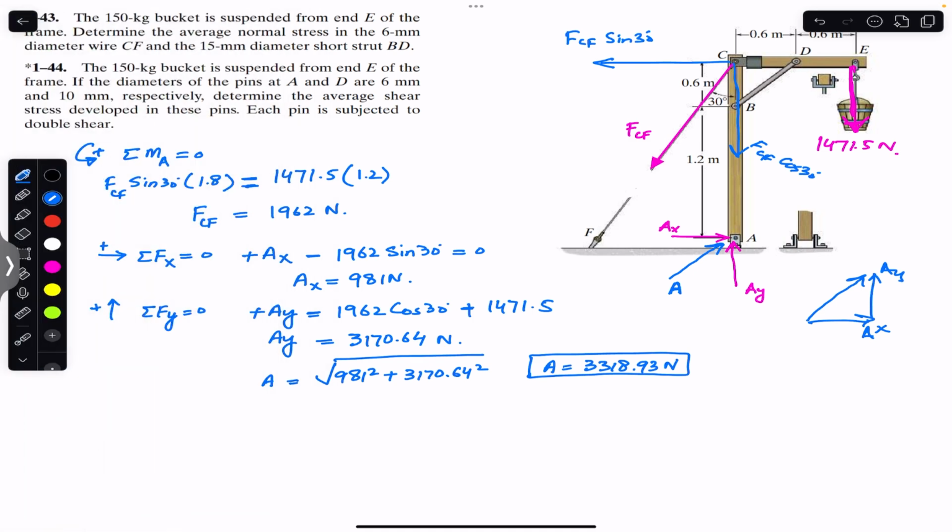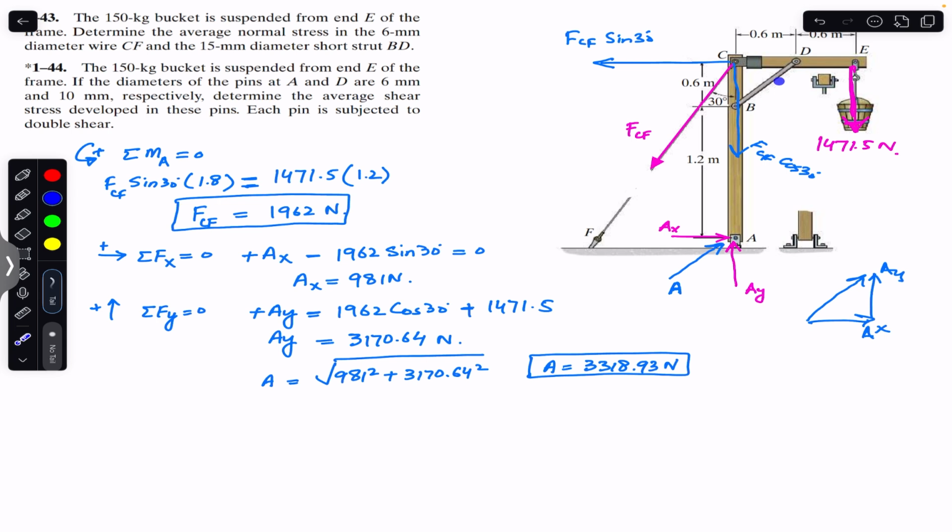So this FCF is the force in the wire, and that is the support reaction at A. This is the reaction of the pin on the frame, right? If this is the reaction, then the action on the pin will be in this direction. The force applied on the pin at A will be in this direction, and the pin as a reaction is going to apply the force in this direction.